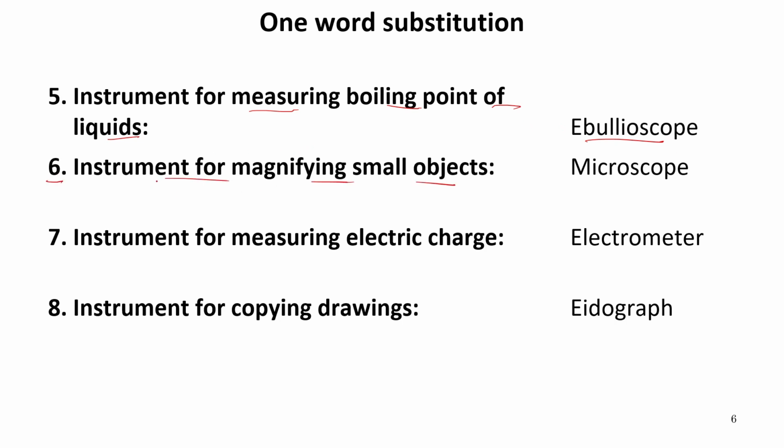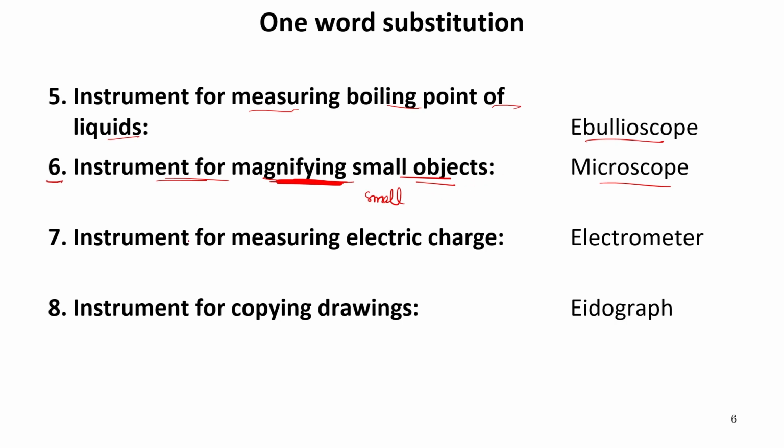Now let us move to the next one. This is the sixth one. Instrument for magnifying small objects. Now, whenever an object is very small and we want to see it as big, we just magnify it. It means we just enlarge it. Now how? With the help of a magnifying glass and so on. So this is known as microscope, which is used to see those things which we cannot see with our naked eyes, or which are too small to be seen with the naked eye. So that instrument is known as microscope. Basically, it is used to see bacteria, amoeba, and various viruses.